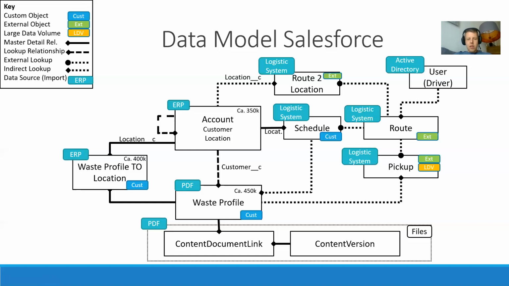And beneath the waste profile, we have files, and technically files consist of a content document link and a content version. And these are generated from the scanned document. This concludes my data model. Now I want to walk you through the import process.